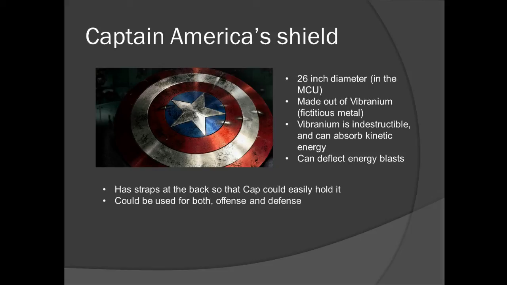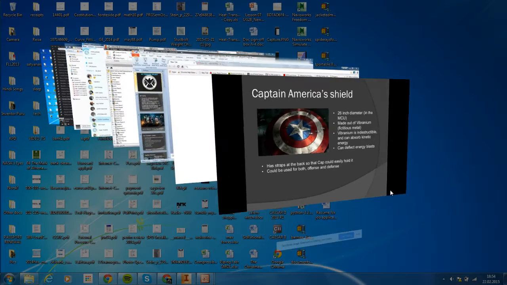Vibranium is indestructible, light, and can absorb kinetic energy. And it can also deflect energy blasts. It has straps at the back so that Cap could easily hold it and use it. The shield could be used for both offense and defense. And now I will show you the model itself.